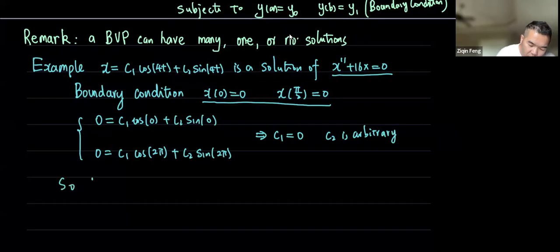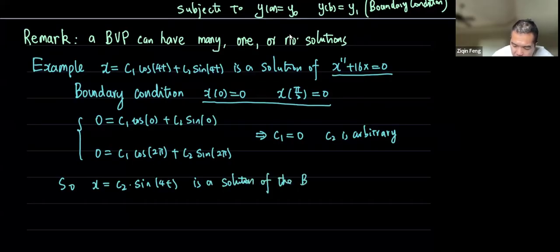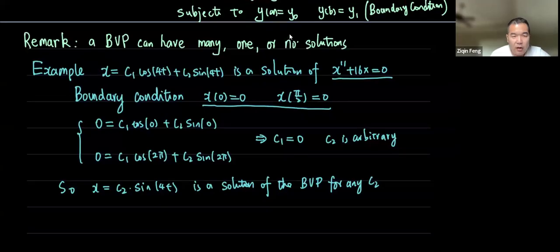So x equal to C2 times sine of 4t is a solution of the boundary value problem for any C2, right? You have infinitely many solutions. Okay, so that is about it, right?